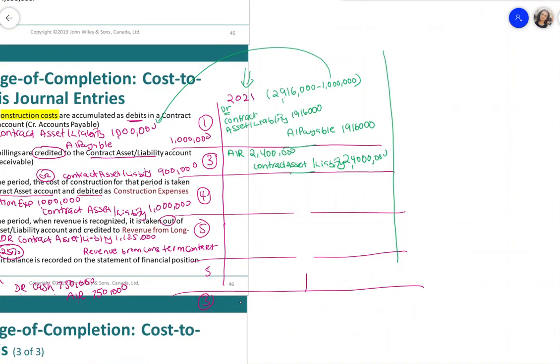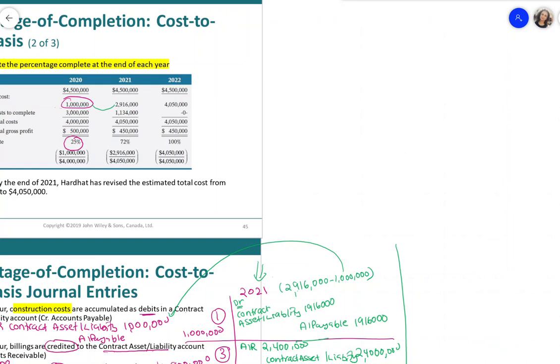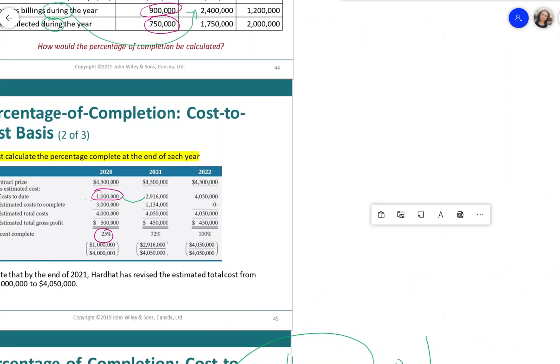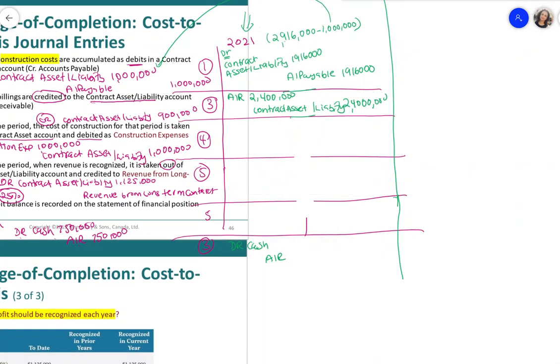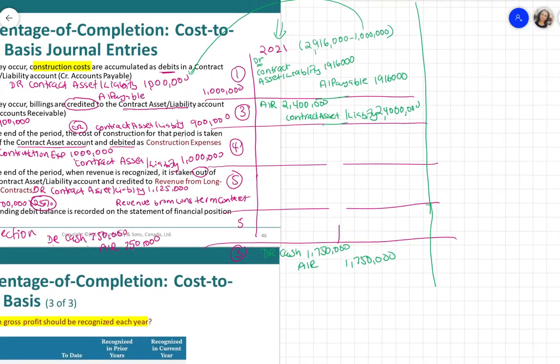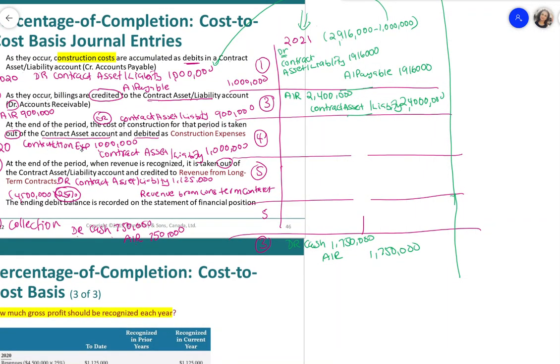When you're collecting it, what we're going to do is debit your cash and credit will be your accounts receivable. In this case they told us what that is going to be. It is 1,750,000. So let's do that. 1,750,000. So that's the accounts receivable that we have. Now we're going to go to the fourth entry, and the fourth entry is to record the construction expense during the year.